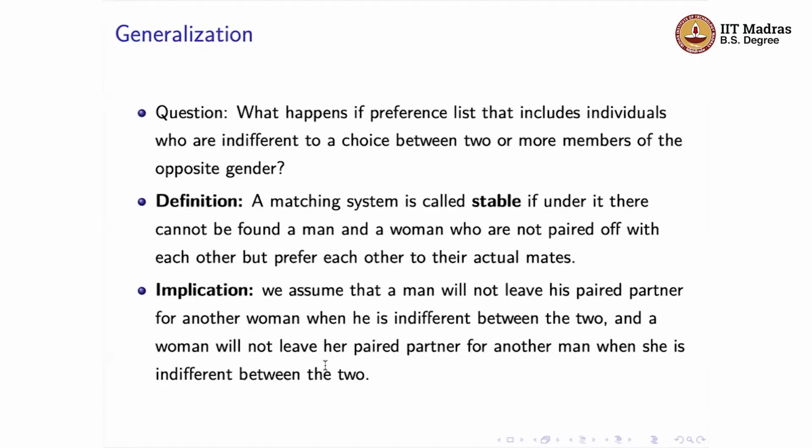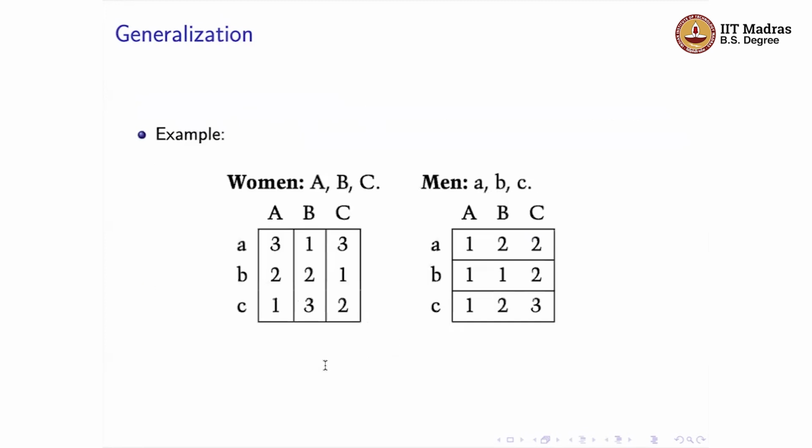Similarly, a woman is not going to leave her paired partner for another man. She's not going to block the matchmaker's proposal with another man unless she considers the other man strictly better compared to the person with whom the matchmaker has paired her. That is the implication of this definition. Okay, so let's see how the Gale-Shapley algorithm works when you have indifferences.